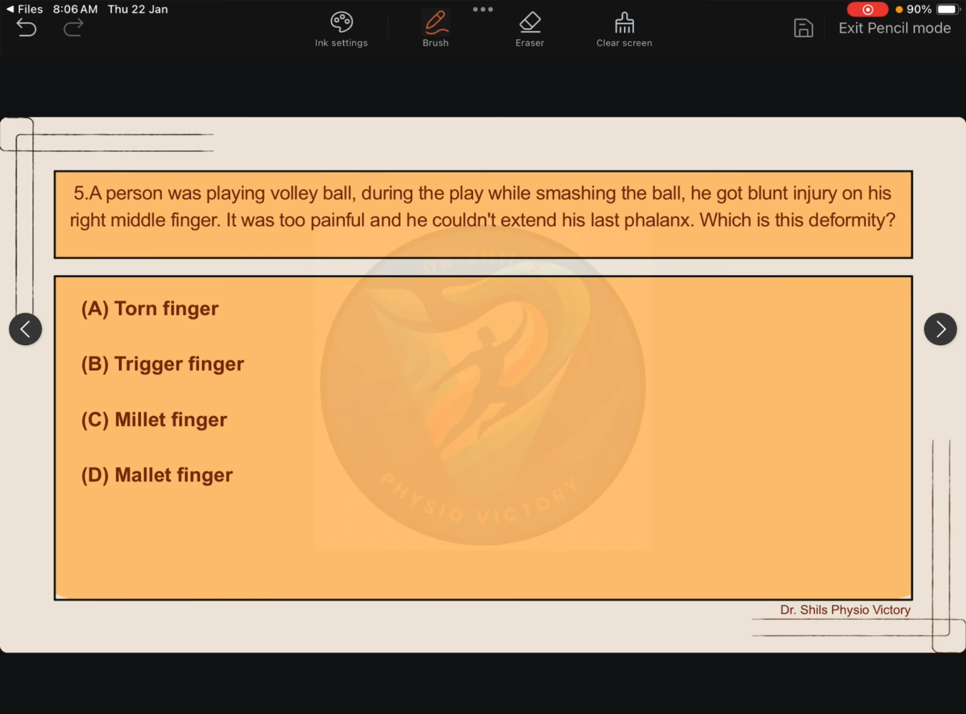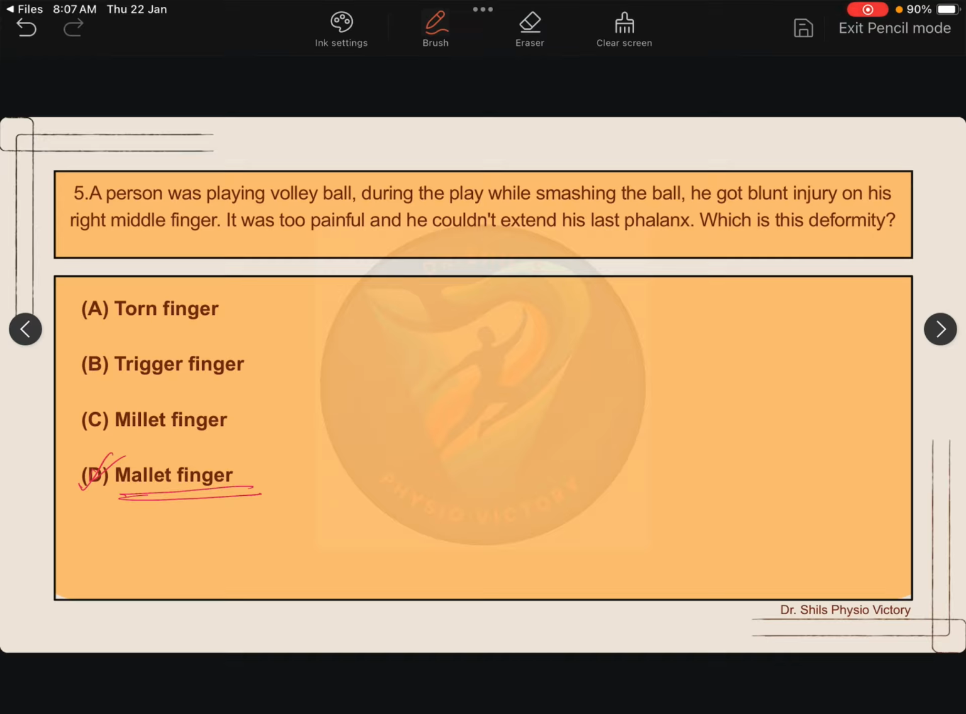Next, come to question number 5. A person was playing volleyball. During the play, while smashing the ball, he got a blunt injury on his right middle finger. It was too painful and he couldn't extend his last phalanx. Which is this deformity? Option A, torn finger. Option B, trigger finger. Option C, millet finger. Option D, mallet finger. Here, the correct answer is option D, mallet finger.